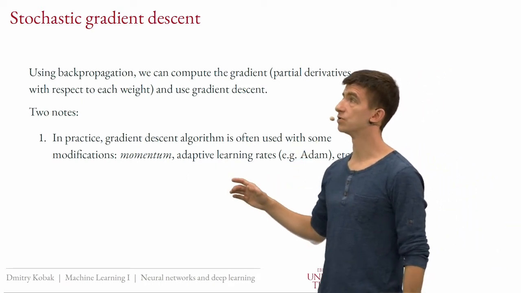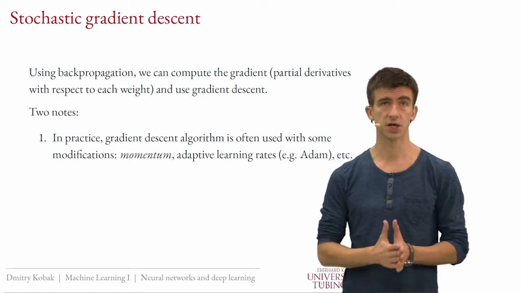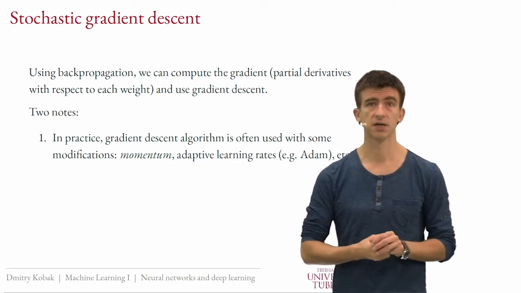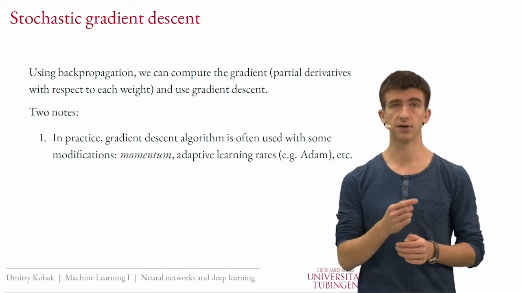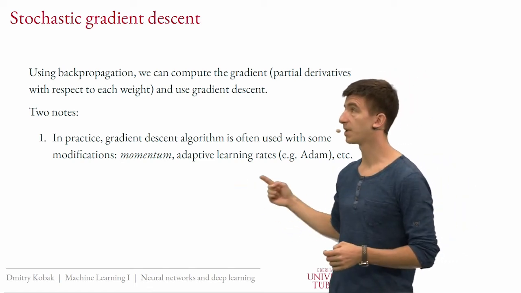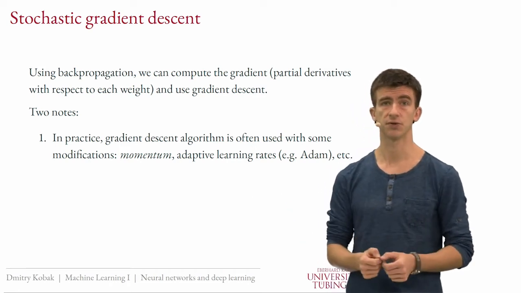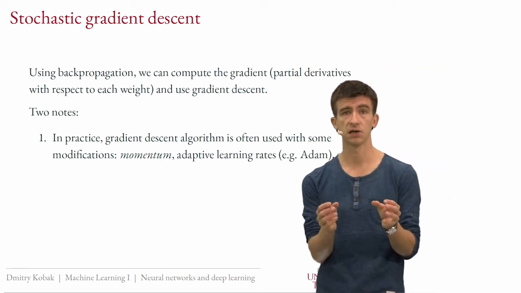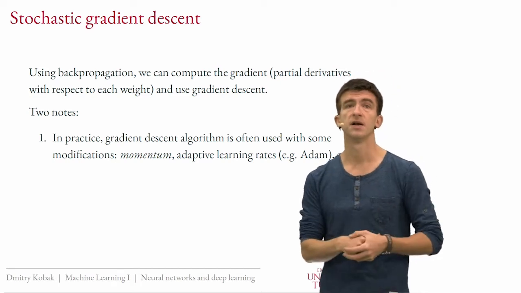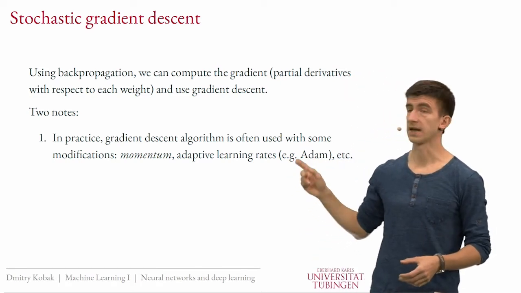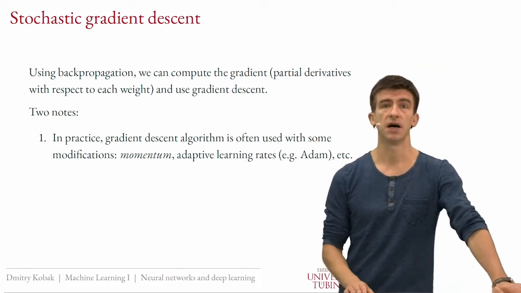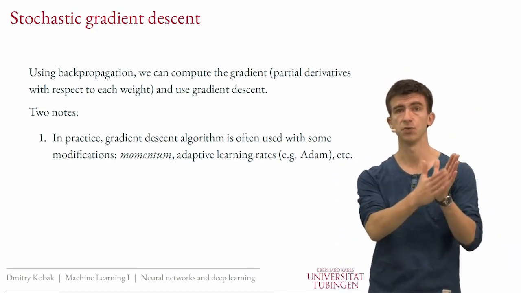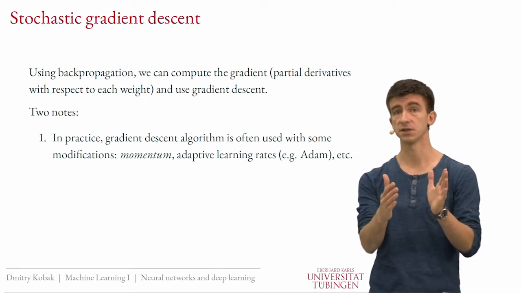So first of all, very often it's not just the raw vanilla gradient descent that is used to train neural networks. First, the learning rate. There are many algorithms that adaptively change the learning rate such that the learning rate for different weights can be different. Like if you see that one weight is not updated a lot, then you maybe want to increase the learning rate there. So algorithms like Adam, for example, and many others try to make smart changes to the learning rate adaptively, depending on how the weights behaved in the previous gradient descent iterations.